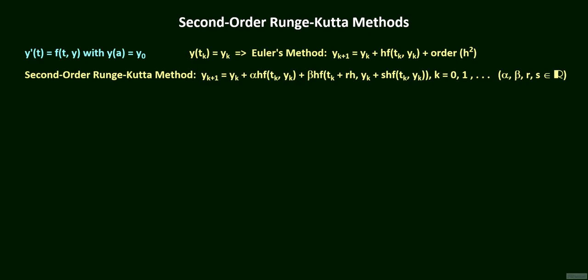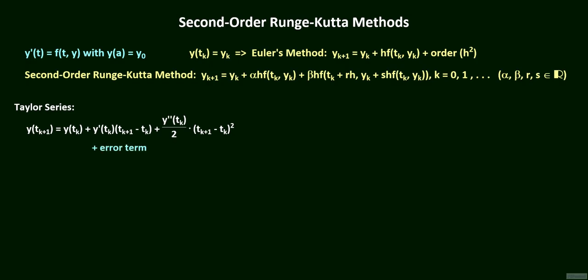We first write y(t_{k+1}) using a Taylor series around t = t_k, so that y(t_{k+1}) = y(t_k) + y'(t_k)(t_{k+1} - t_k) + y''(t_k)/2 times the square of (t_{k+1} - t_k), and then we have the error term, which is of the same order as the cube of the difference between t_{k+1} and t_k.